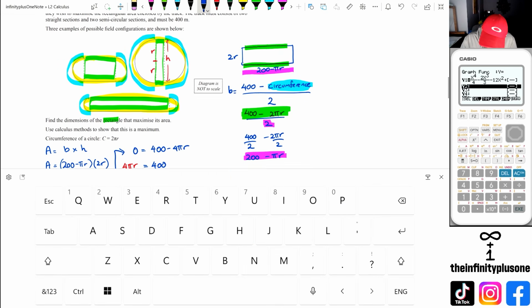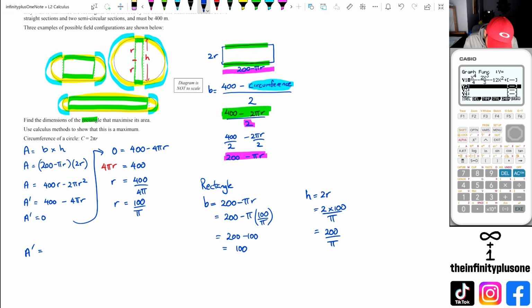So we are going to take A dash is equal to 100 minus 4 pi r. We're going to differentiate it a second time, and we're getting minus 4 pi. And so we're going to say, since A double dash is less than 0, therefore it is a maximum.